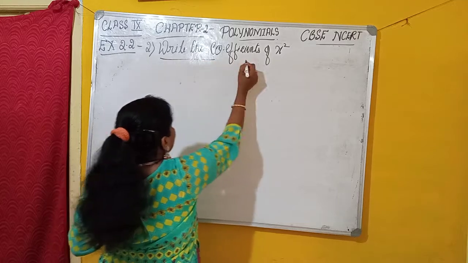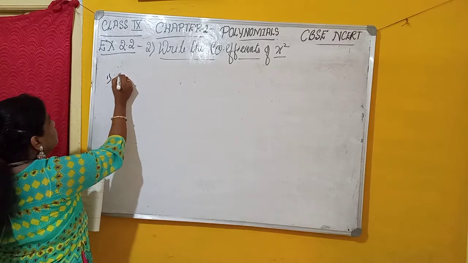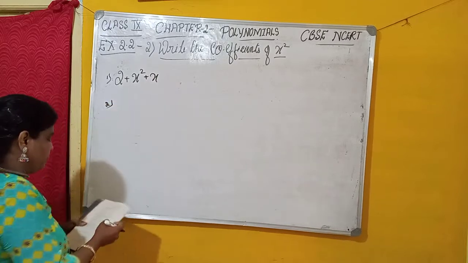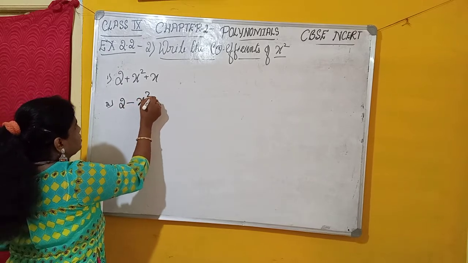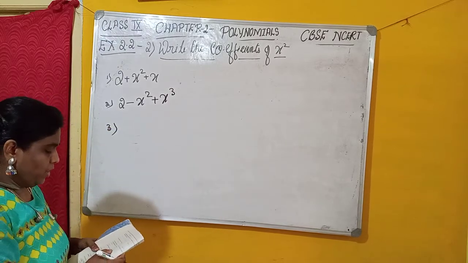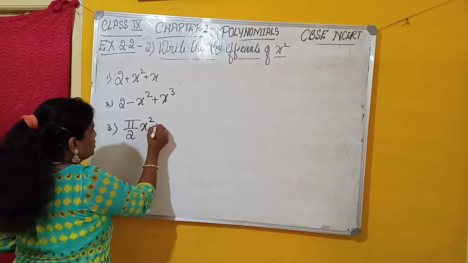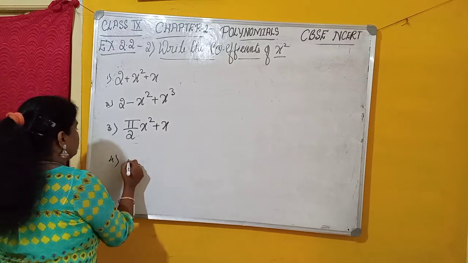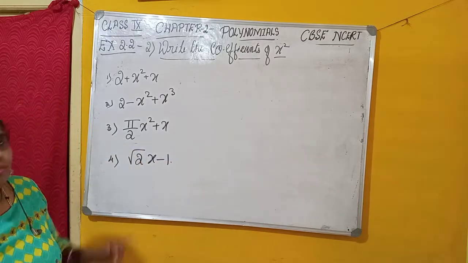Here we have to write the coefficients of x square. The first problem: 2 plus x square plus x. The second one: 2 minus x square plus x cube. The third one: pi by 2 x square plus x. And in the fourth one: root 2 x minus 1. Let us check the coefficient of x square.